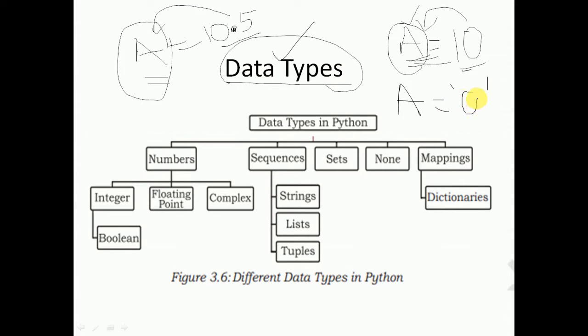Like this, with a single quotation a, then this a becomes the character data type. This a becomes the character or string data type.